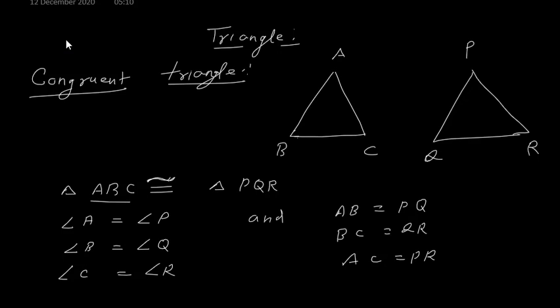Now when I say that triangle ABC is congruent to PQR, you can see here that angle A and angle P are equal, angle B and angle Q are equal, and angle C and angle R are equal. So the equal parts should be at the respective positions. Respective positions means when A is equal to P and A is at the first position, then P should also be at the first position.